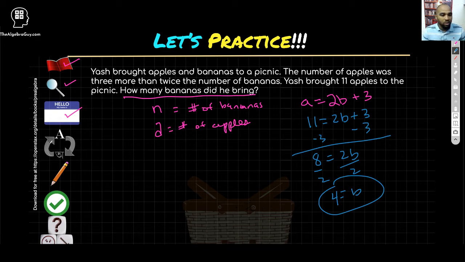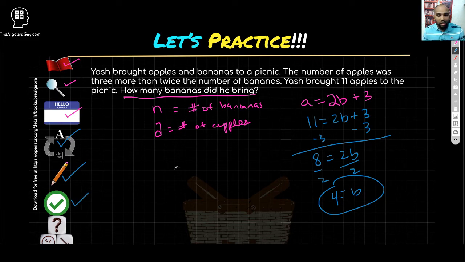All right, so we translated it, we solved it. Let's check our answer. 4 bananas. Does that make sense? We have 11 apples to the picnic, 4 bananas. Does it make sense that he had more apples? Yeah, because the number of apples was 3 more than twice. So yeah, it's going to be more.